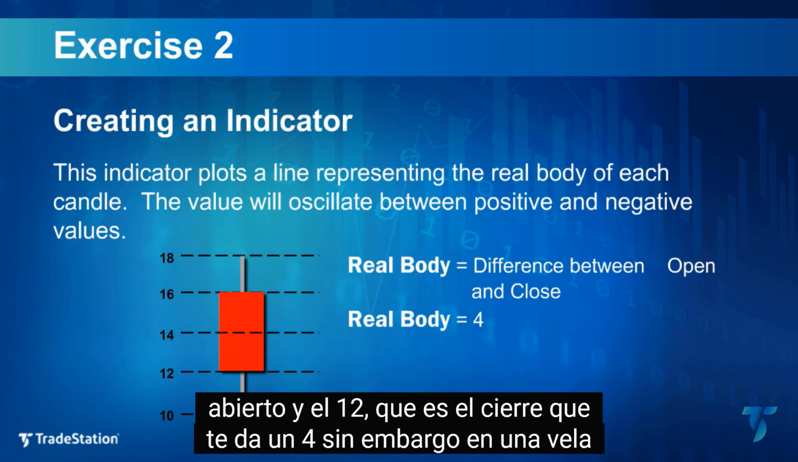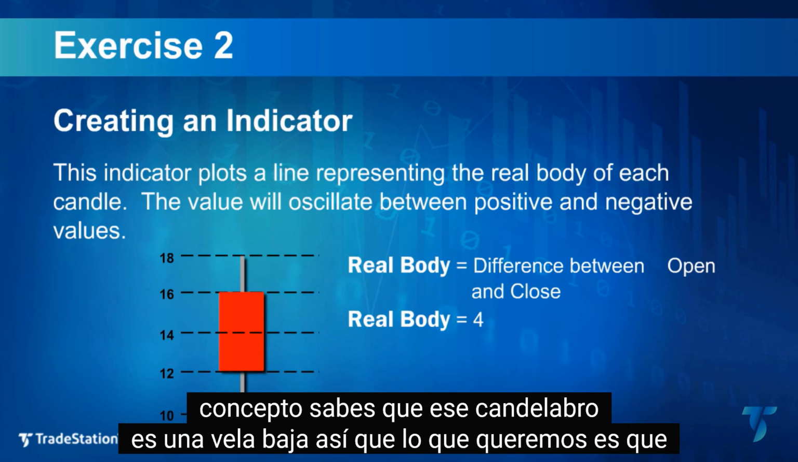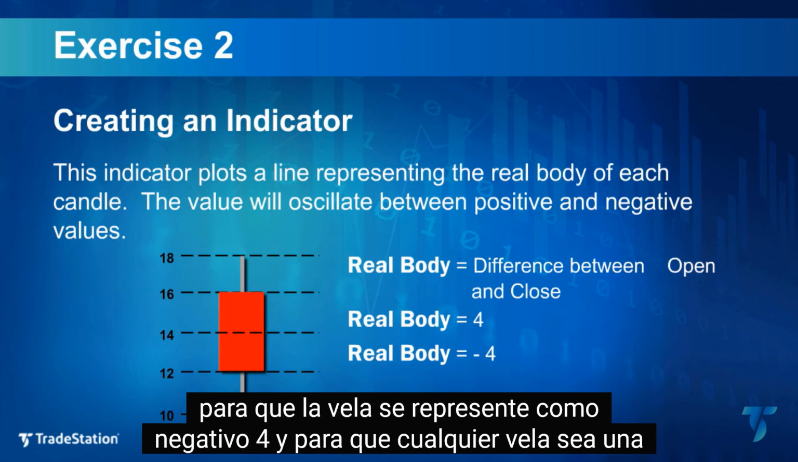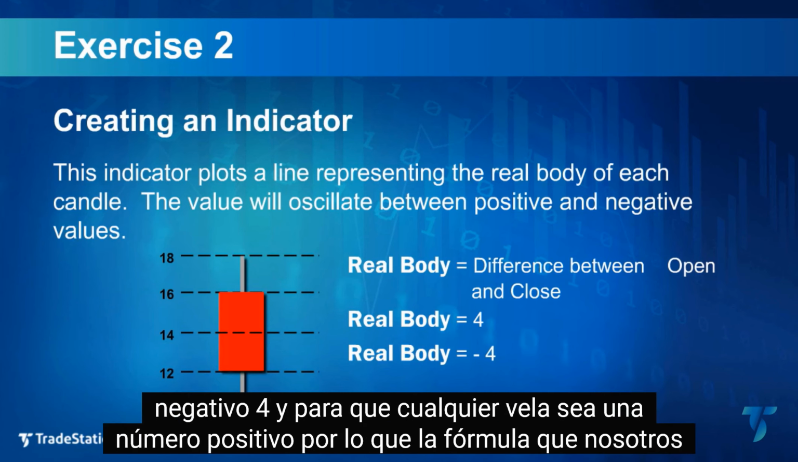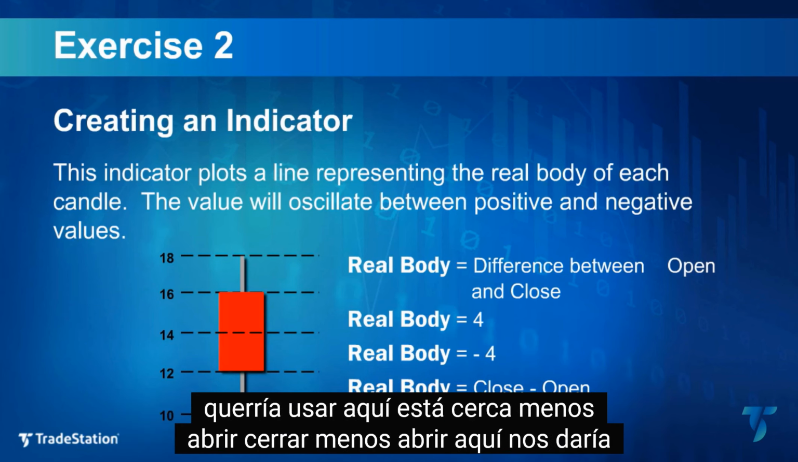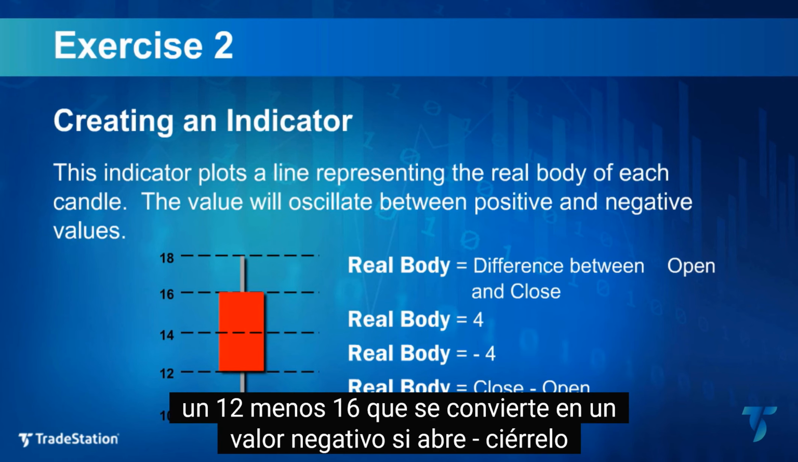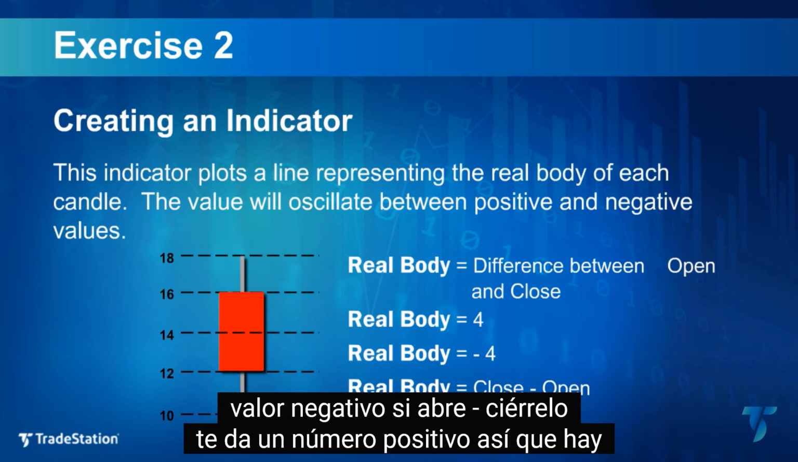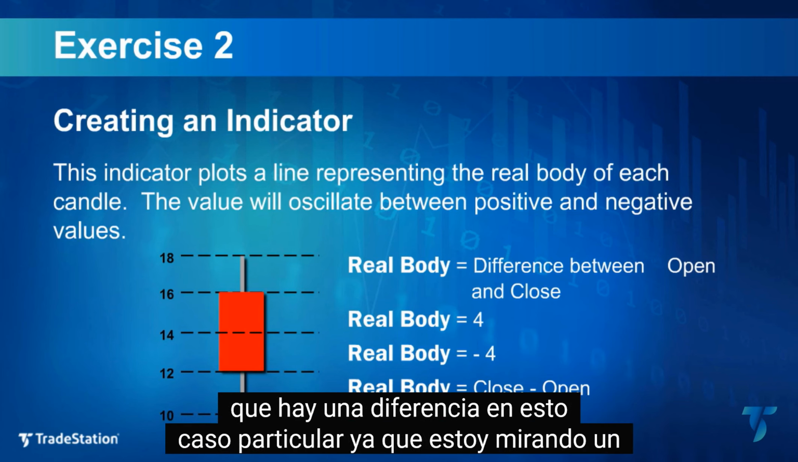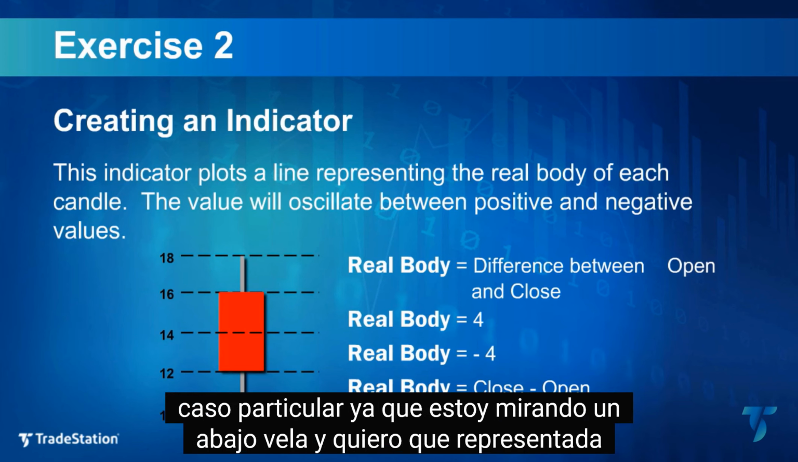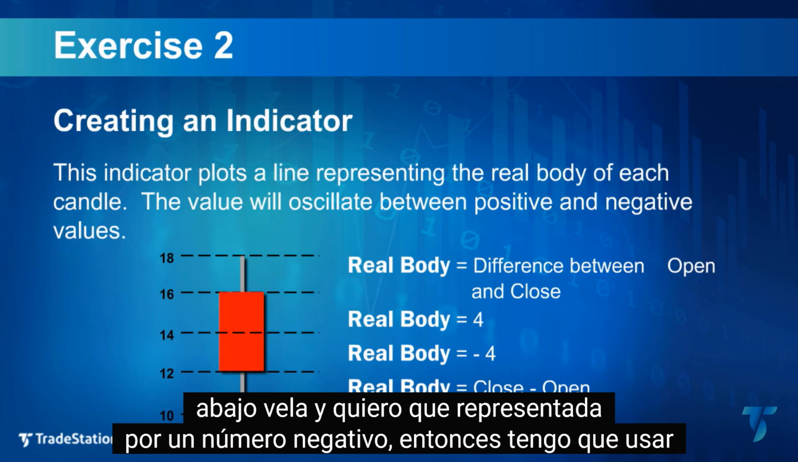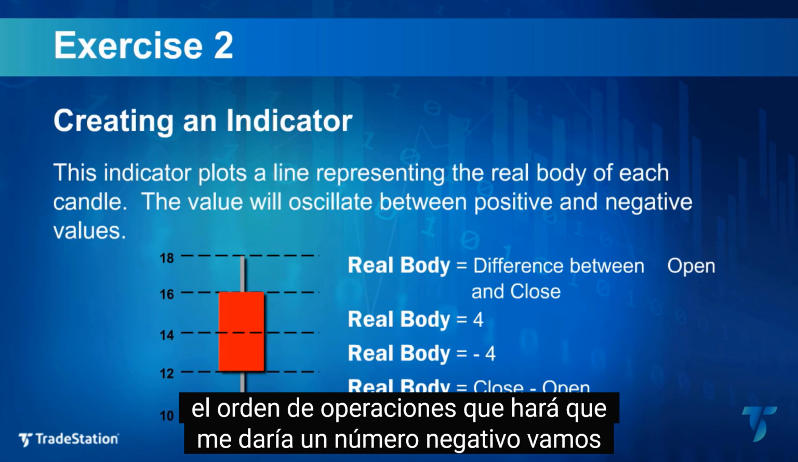However, in a candlestick concept, you know that that candlestick is a down candle. So what we want is for the candle to be represented as a -4, and for any up candle to be a positive number. So the formula that we would want to use here is close minus open. Close minus open here would give us 12 minus 16, which turns into a negative value. If you do open minus close, it gives you a positive number. So there's a difference. In this particular case, since I'm looking at a down candle and I want that represented by a negative number, then I have to use the order of operations that would give me a negative number.